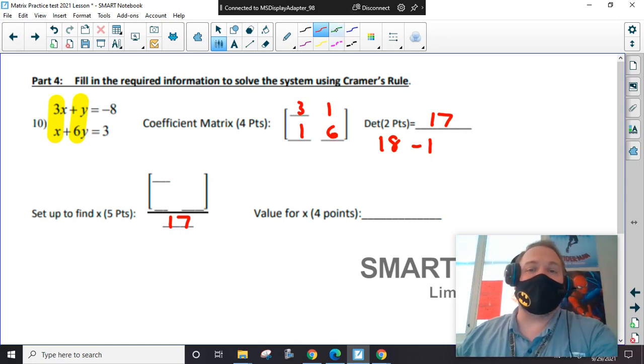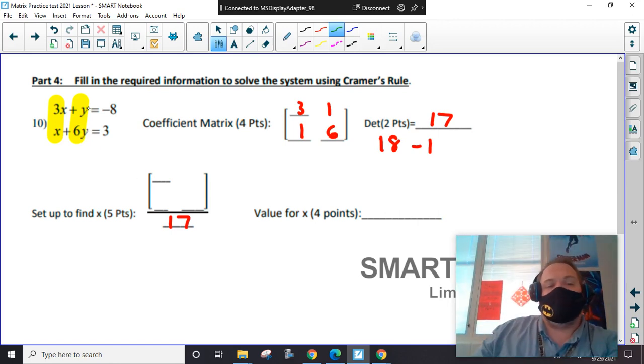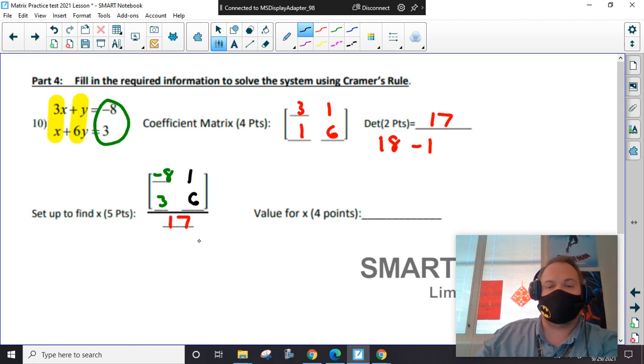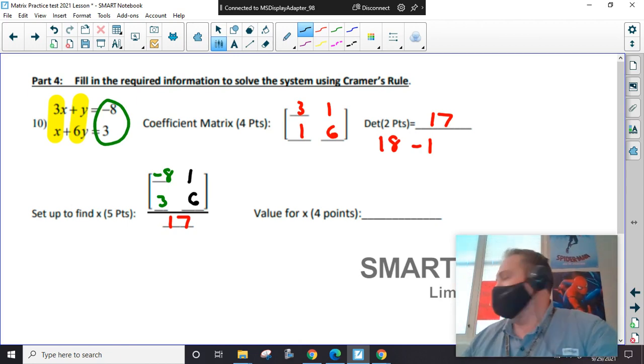Now, remember, when we're finding x, that is when we replace them with these numbers right here. So -8 will go here, 3 will go here. And then our coefficients for our y column will stay the same, 1 and 6. Okay, so you get 5 points for that. You just have to plug in the right numbers in the right spot.